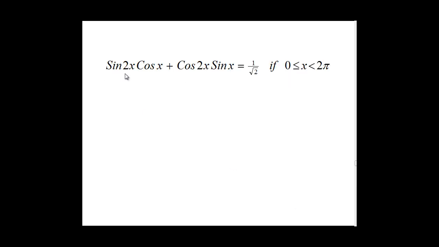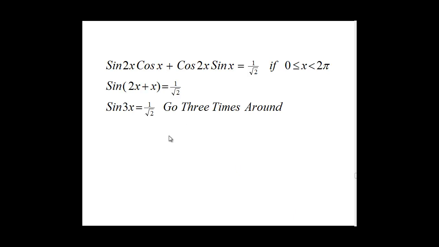Okay, suppose you have sine 2x cosine x plus cosine 2x sine x is equal to 1 over the square root of 2. Sine, cosine, sine, that's an identity, so you can combine those. That's sine of adding the two angles together. So you get sine of 3x is 1 over the square root of 2.